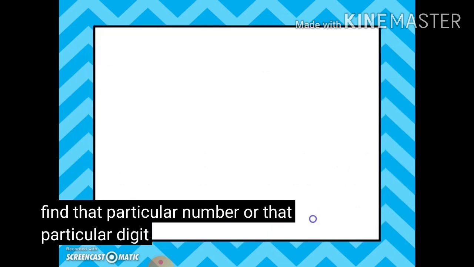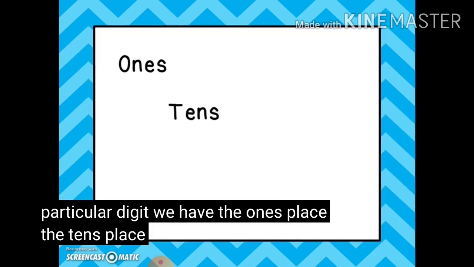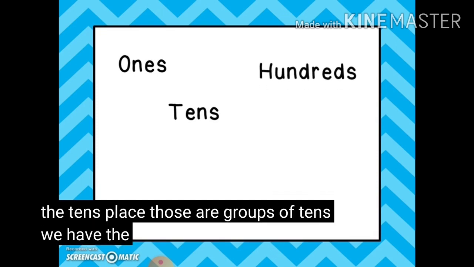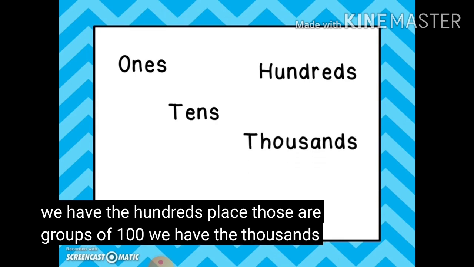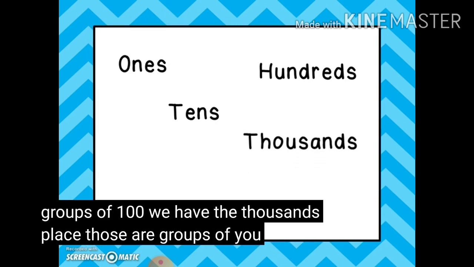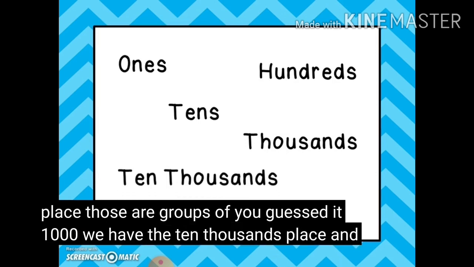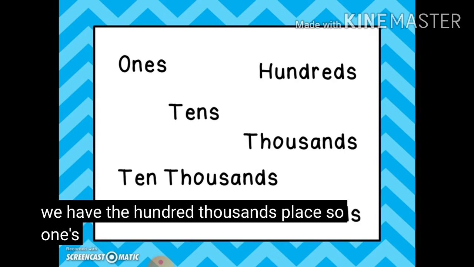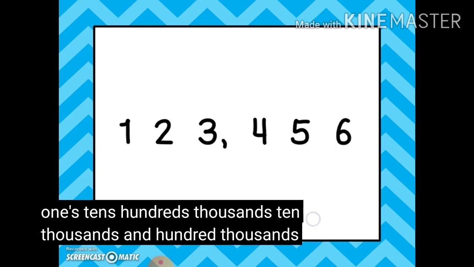We have the ones place, the tens place, those are groups of tens. We have the hundreds place, those are groups of 100. We have the thousands place, those are groups of, you guessed it, 1,000. We have the 10,000s place, and we have the 100,000s place. So ones, tens, hundreds, thousands, 10,000s, and 100,000s.